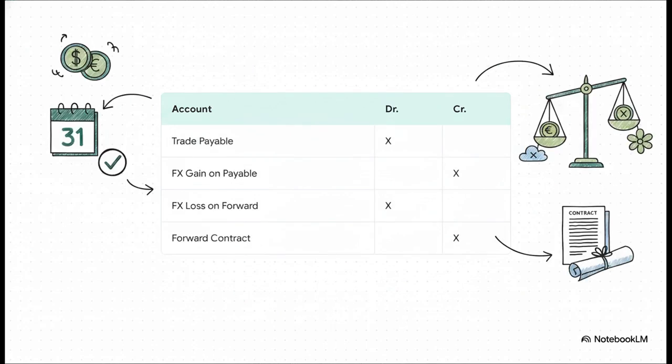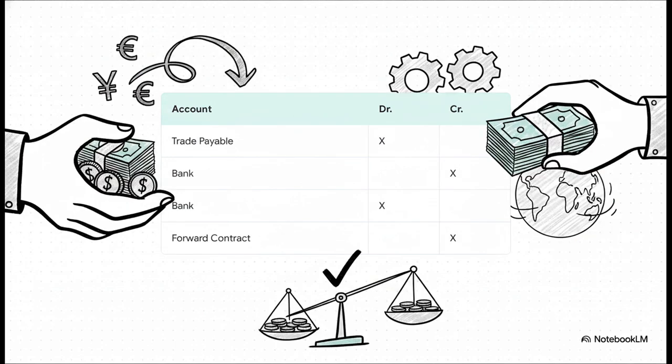Okay, settlement day finally arrives at the end of month 3. Our first step, before any cash actually changes hands, is to book the final fair value adjustments to true up our balances for today. We debit the trade payable and debit the forwards exchange gain or loss account. Then, to balance this whole thing out, we credit the payables gain or loss account and we credit the forward contract itself. Finally, to close out the cycle completely on a gross basis, we settle the actual cash.